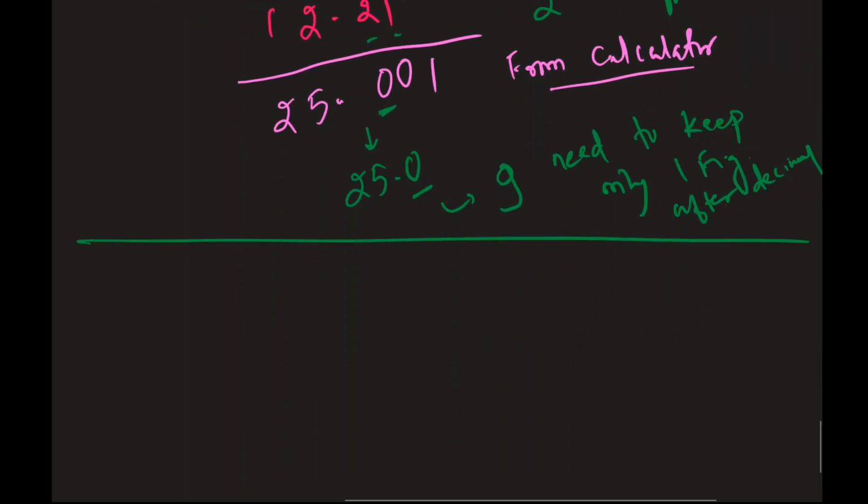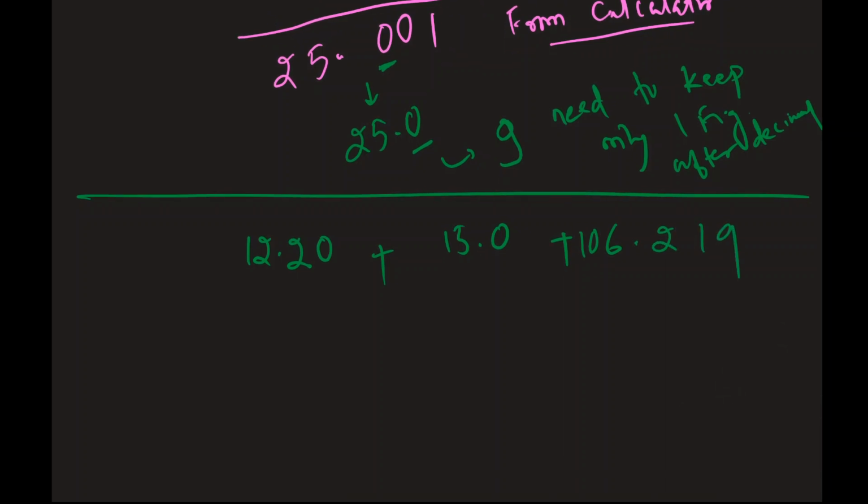Pause after the question: 12.20, 15.0, 106.219. The first thing that you want to do is align them at the decimal. 12 point, let me write here. You have to align them at the decimal: 15.0, 106.219. So align at the decimal.